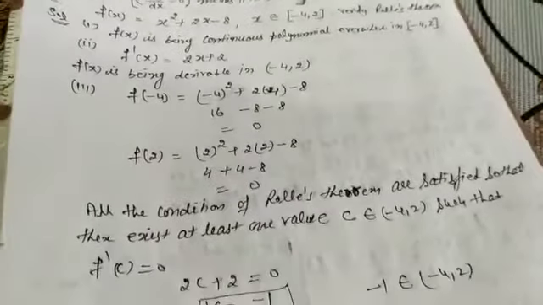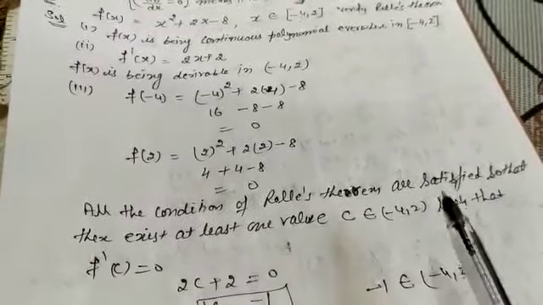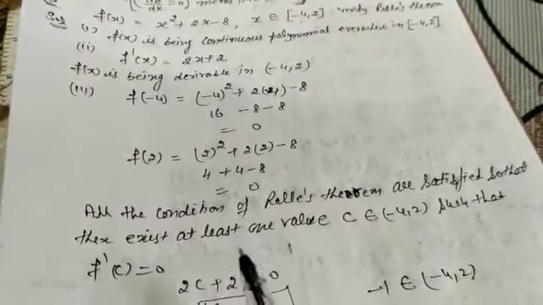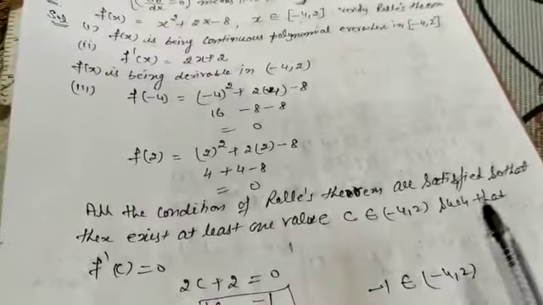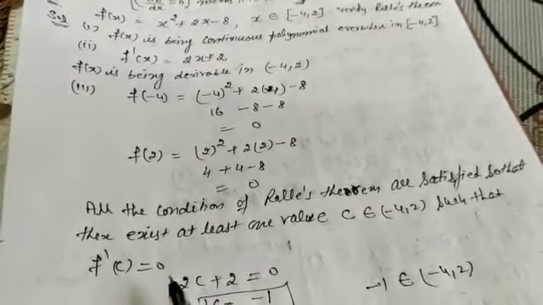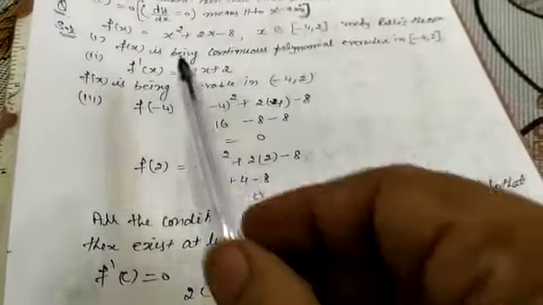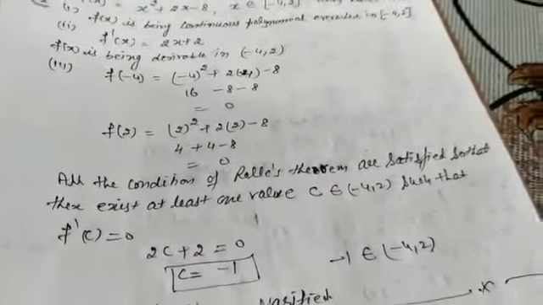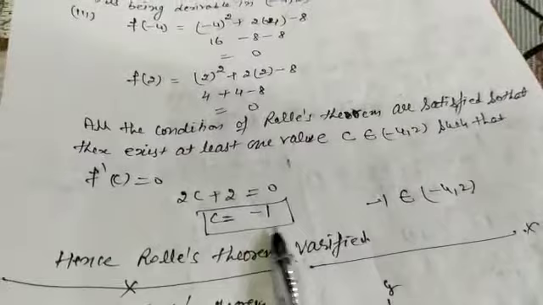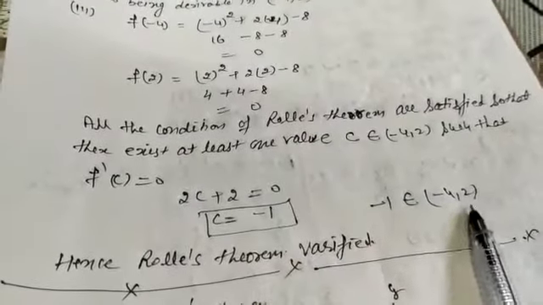Now, all the conditions of Rolle's theorem are satisfied, so there exists at least one value c belonging to (minus 4, 2) such that f'(c) equals 0. f'(c) means 2c plus 2 equals 0. So c equals minus 1, and minus 1 lies between minus 4 and 2.